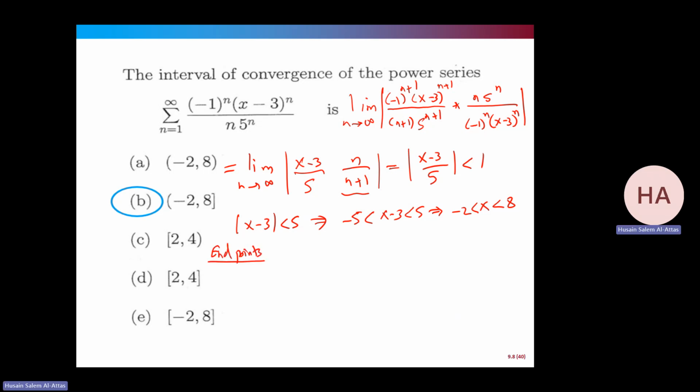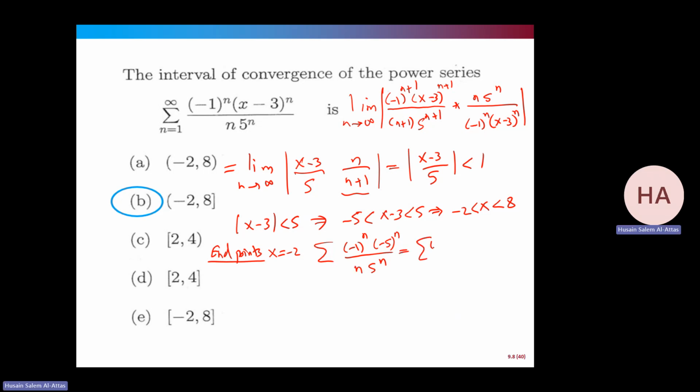I think the endpoints are very easy. That means the summation of -1 to the power n. We'll take the endpoint. What is the endpoint? X equals -2. Let me start with -2. See what will happen. -1 to the power n, -2 minus 5, that is -5 to the power n over n, 5 to the power n.